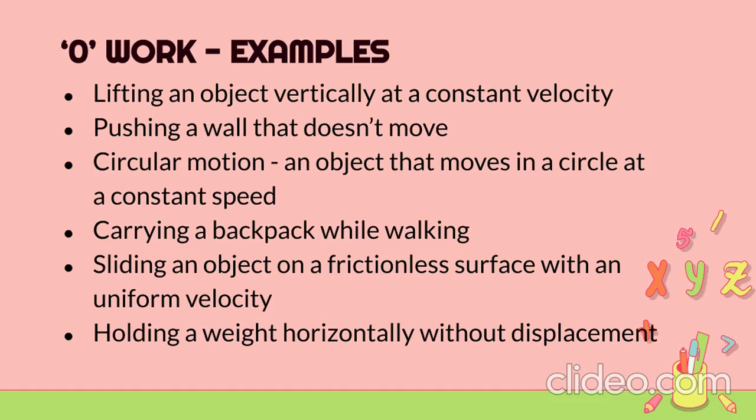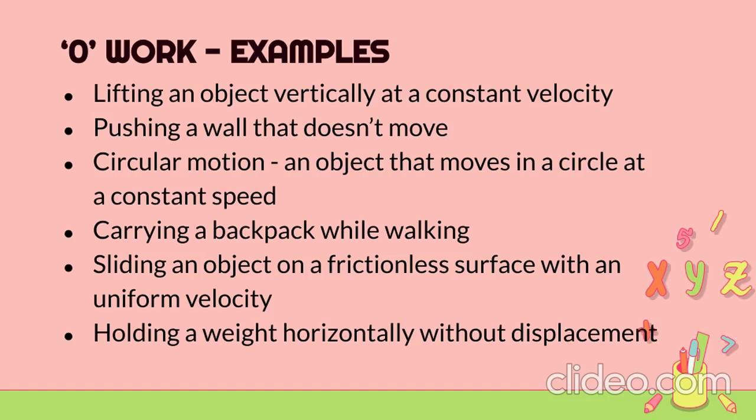If we try to lift an object vertically at a constant velocity, the force and displacement are in the same direction and the work done will be 0. If someone pushes against a solid immovable wall, the work done is 0 because there is no displacement. When an object moves in a circle at a constant speed, the net force acting on it is always perpendicular to the direction of motion, making work done 0.